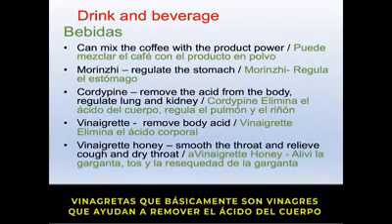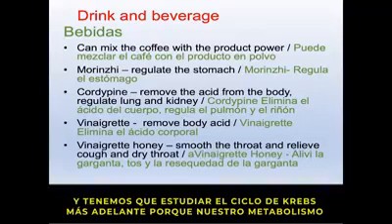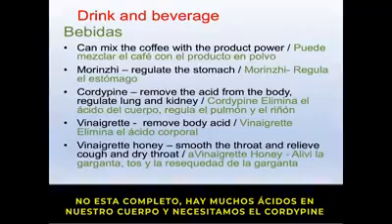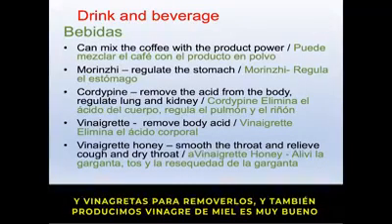Then we have the vinaigrette. Vinaigrette is just a vinegar. You can remove the body acid with it. You need to study the Krebs cycle in the future, because our metabolism is not complete. There is a lot of acid waste in the body. Then we need the cordyceps, and we need vinegar to remove it.